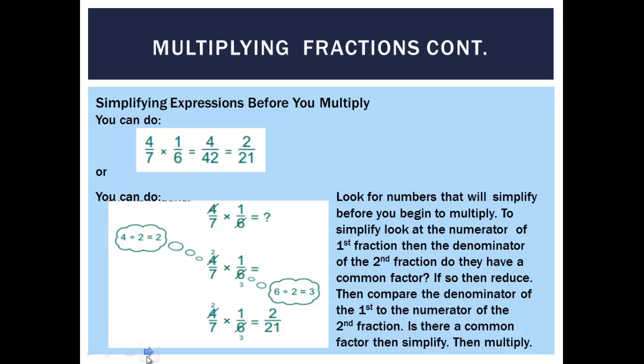So what you do is you look at the numerator of the first fraction. I'm going to look here at 4/7, and I'm going to see if the numerator of the first fraction has a common factor with the denominator of the second. In this case, 4 and 6 have a common factor of 2. So I take 4 divided by 2, and that gives me 2. And 6 divided by 2 gives me 3. So now I've simplified, and I've gotten 2 over 7 times 1 over 3. When I multiply 2 times 1, I get 2. 7 times 3 is 21. I now get 2/21. We see that we've simplified that.